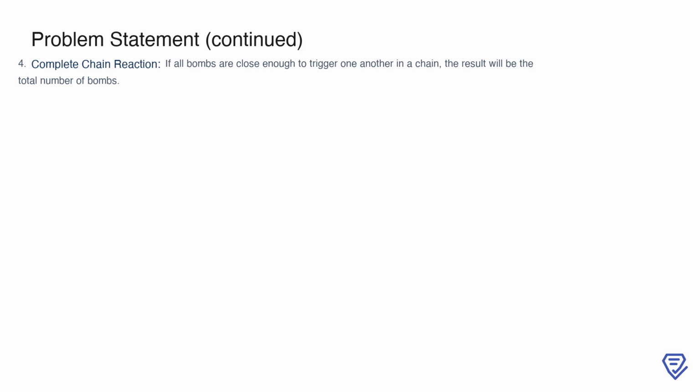To summarize, there are a few key scenarios to consider. If there is only one bomb, the result will always be 1 since no chain reaction is possible. If multiple bombs have the same coordinates but different radii, their ability to trigger one another depends on whether their radii overlap. When bombs are disjoint, meaning they are too far apart, the maximum detonated bombs will be 1. On the other hand, if all bombs are close enough to trigger one another in a complete chain reaction, the result will be the total number of bombs. These edge cases help clarify how the problem handles different configurations of bombs and their blast radii.